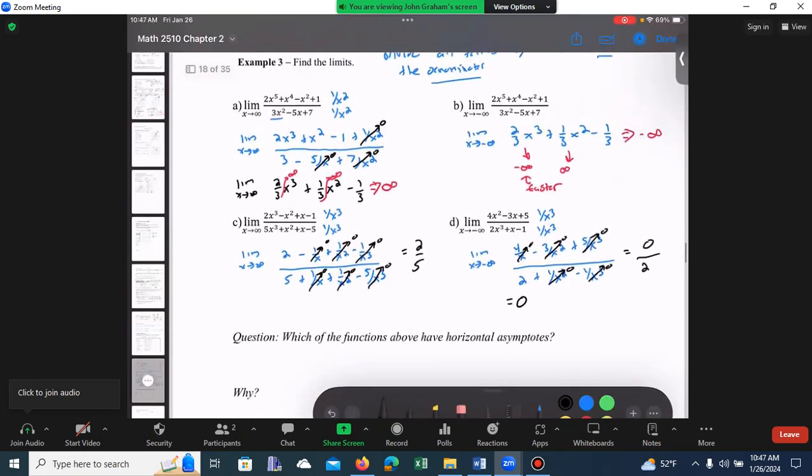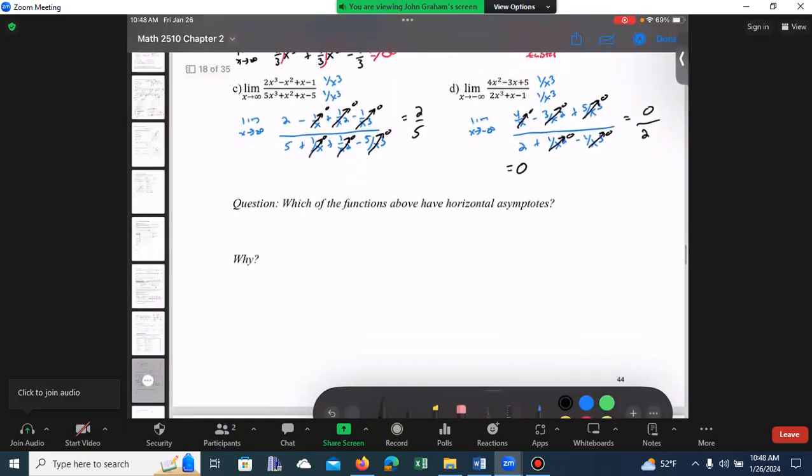Now, the functions above here, you have one function that is going to infinity, another function that goes to negative infinity as x gets bigger or gets smaller. Neither one of these two, A and B, have a horizontal asymptote. C is going to 2/5. That has a horizontal asymptote. D is going to 0. That has a horizontal asymptote. So C, the horizontal asymptote at y equals 2.5. No, sorry, I flipped that. 0.4. And D has a horizontal asymptote at y equals 0.